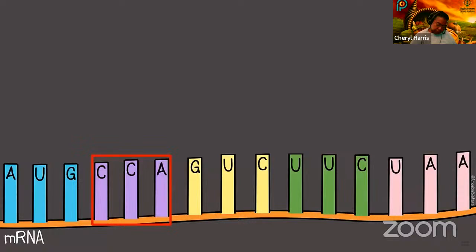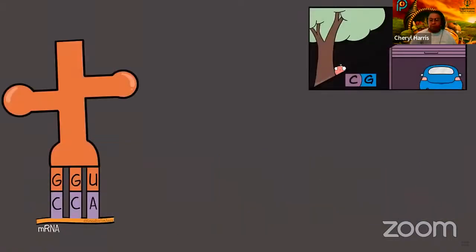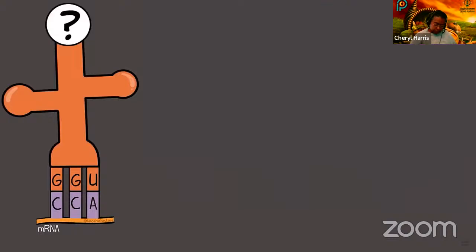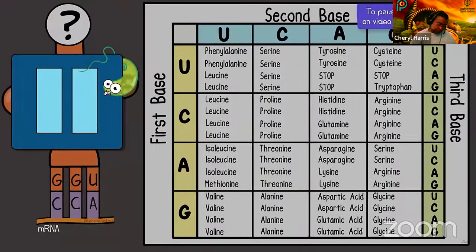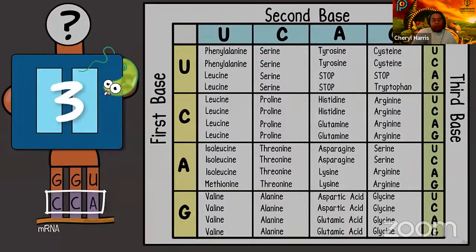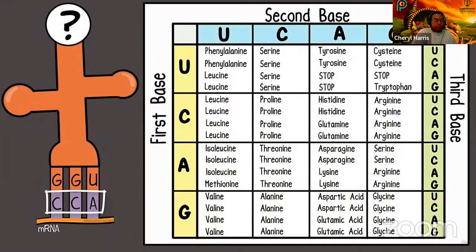Next codon is CCA. That means the anticodon for the tRNA will be GGU. Now, what amino acid will that tRNA carry? Time to use the codon chart. This time, we're going to ask you to pause the video while you try to determine which amino acid this tRNA would be carrying. Again, don't forget to use the mRNA codon, not the tRNA anticodon. So in slow motion, let's go through this chart.